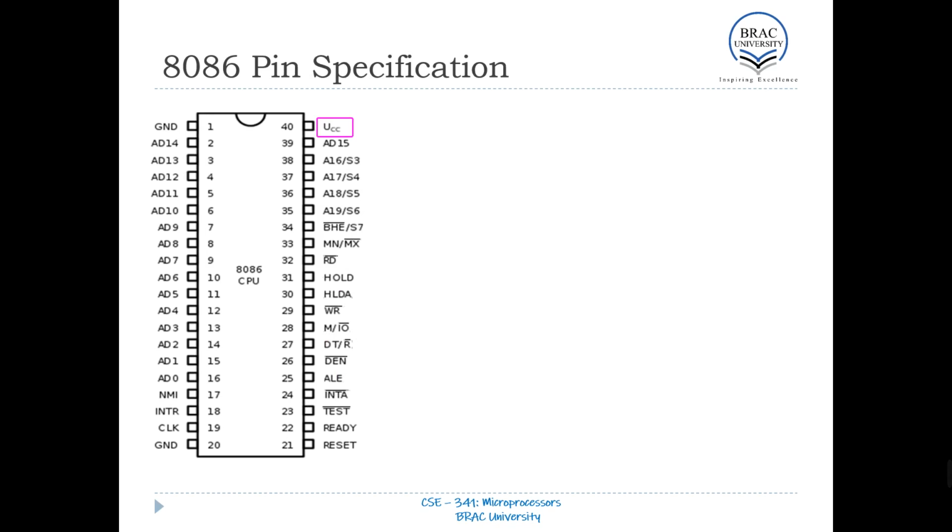Let's now start with VCC, which is pin 40. This is the power supply pin and it's an input pin. 8086 needs 5 volts of electrical supply to function. And interestingly, it has two ground pins, pins 1 and 20.